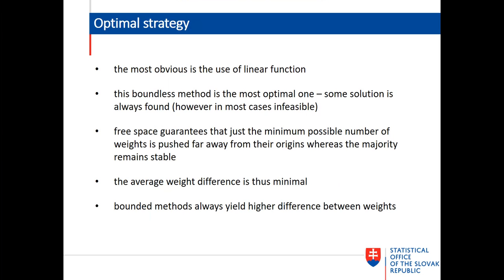The most obvious is the use of the linear function. This is a very unbounded method, which allows for negative weights. Then if the algebraic solution exists, it is always found. Free space guarantees that just the minimum possible number of weights is pushed far away, whereas the majority remains stable. The average difference is thus minimal, and every bounded version and every bounded solution will have a higher average difference.